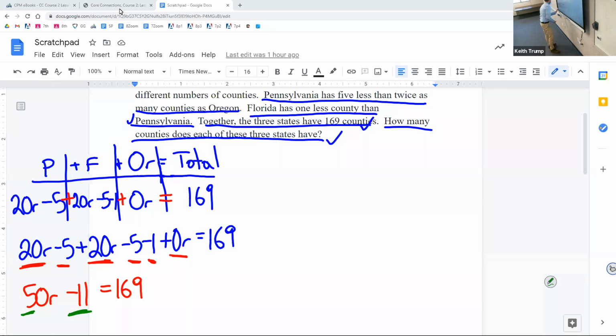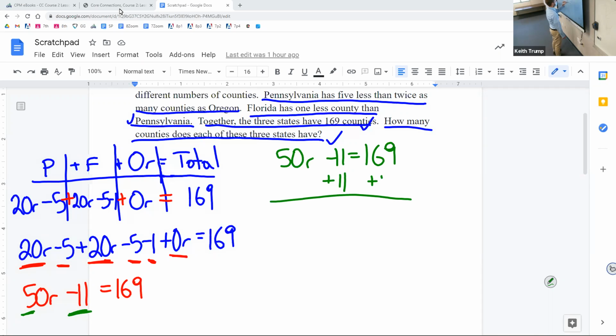Let's go ahead and get rid of the, I'm going to rewrite this up here, actually. So 5 OR minus 11 equals 169. We need to get rid of the 11. Let's get rid of the 11 first by adding 11. And we need to add it to the other side. 5 OR equals, this is going to carry. So we have 5 OR equals 180.